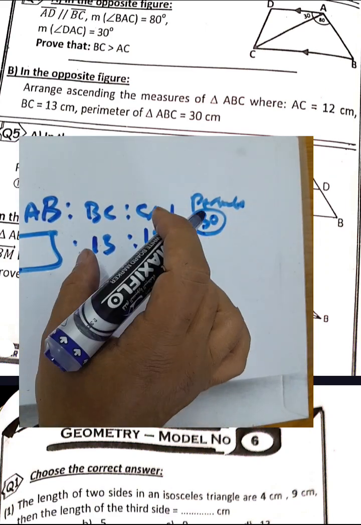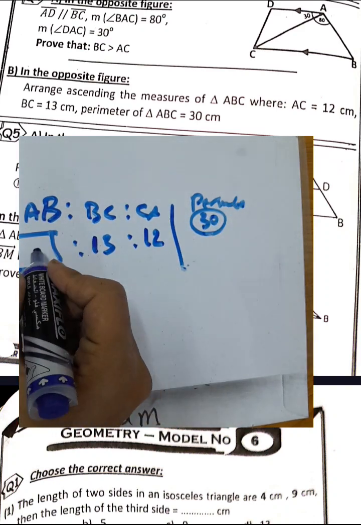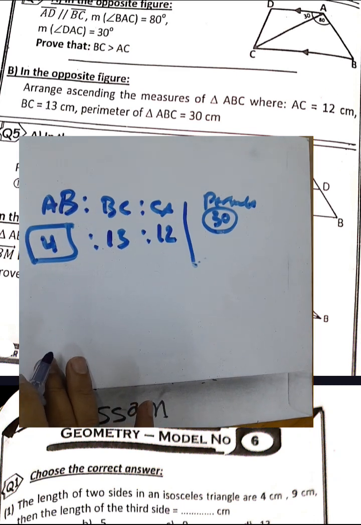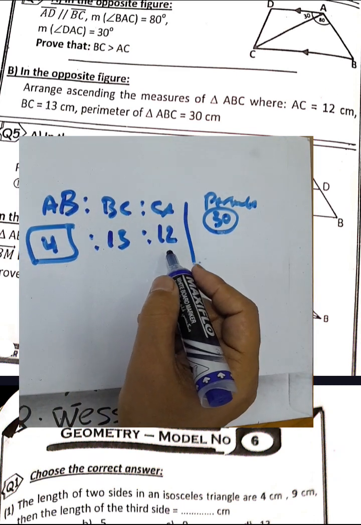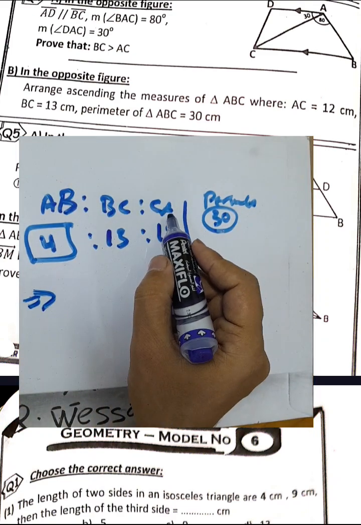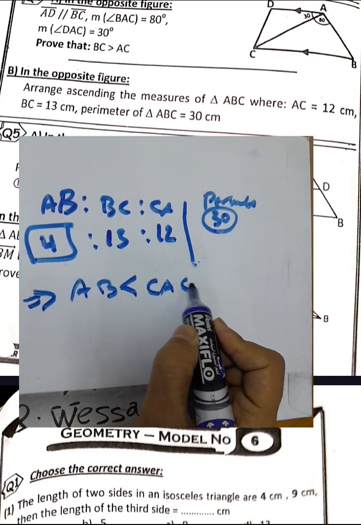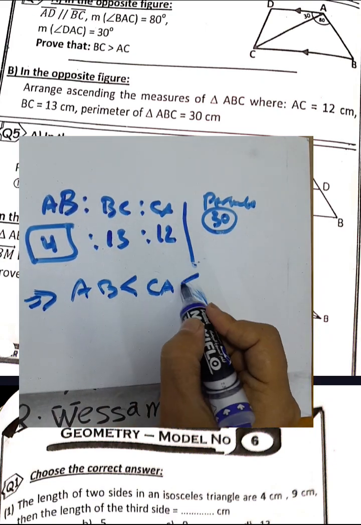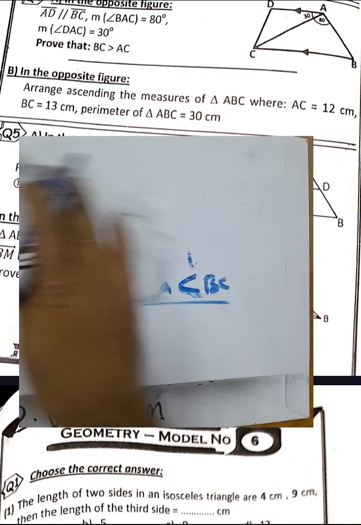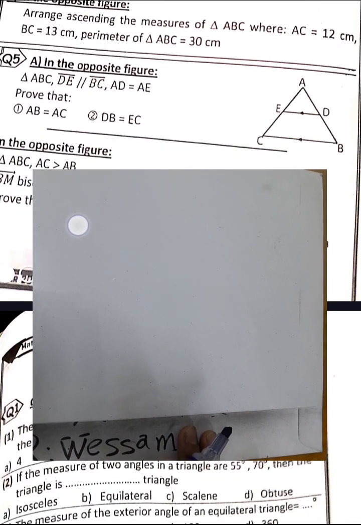12 plus 13 is 25, and subtracting from 30, it will be 5. The side length here is 4 centimeters. Arrange from least to greatest, ascending. Then the smallest will be AP less than CA less than BC. We arrange both sides ascending from least to greatest. Next question.